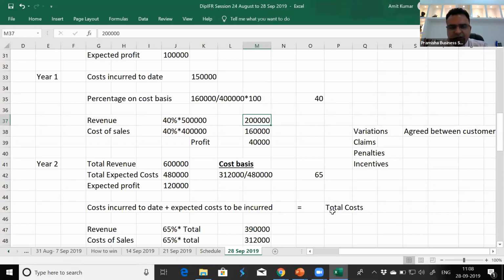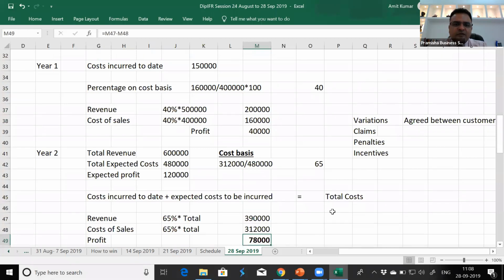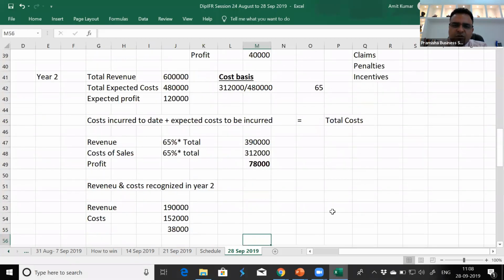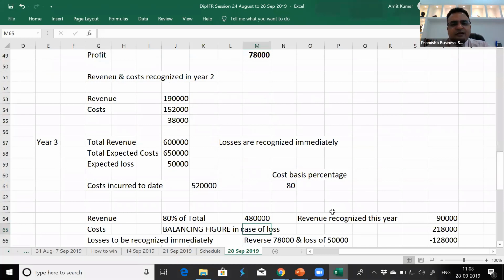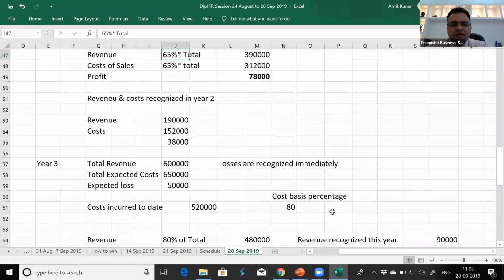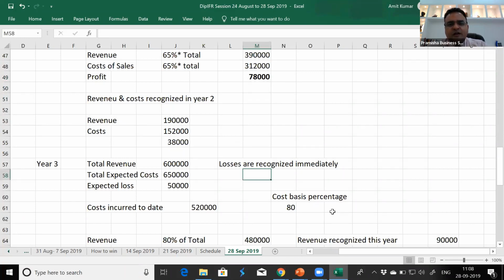What actually happens, they'll get to know only when they complete the project. Year 1 seems profitable, year 2 was profitable, and suddenly in year 3 it is a loss-making project. If they know that they're going to suffer a loss of 50,000, can they live with the profit which they had recognized in year 1 and year 2? No. If they cannot, we need to reverse the profit which has already been recognized, and we need to recognize the loss we are going to suffer on this project immediately. That's a requirement of the standard. So we have to reverse the previous profit and recognize the loss immediately, what we are expecting on the project.